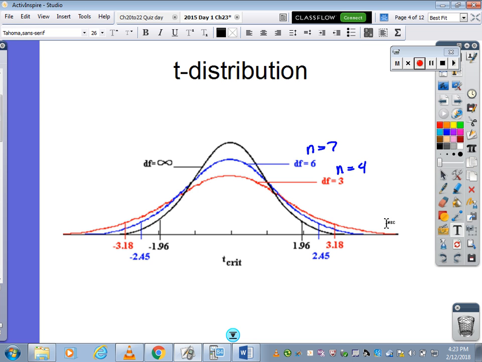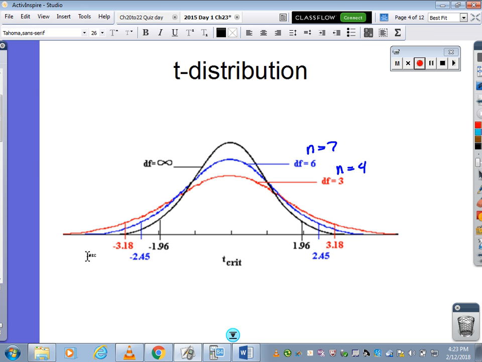So this is just a relationship between a t-curve and a standard normal curve. The curve in black here is our standard normal curve. As the sample size gets smaller, there's more spread. The red curve corresponds to a sample size of 4, degrees of freedom of 3, and the blue curve is a sample size of 7, degrees of freedom of 6.